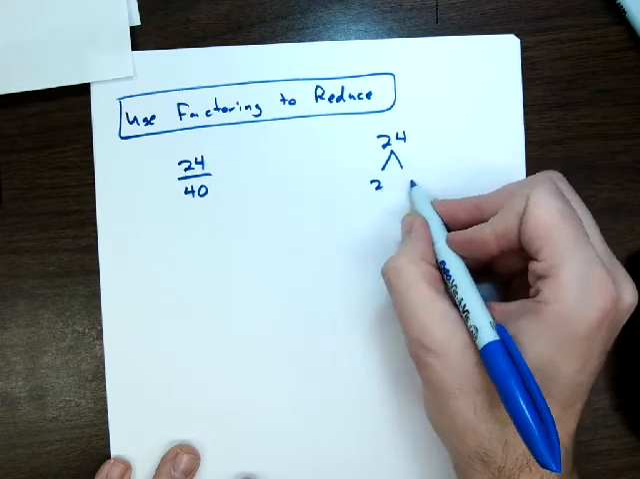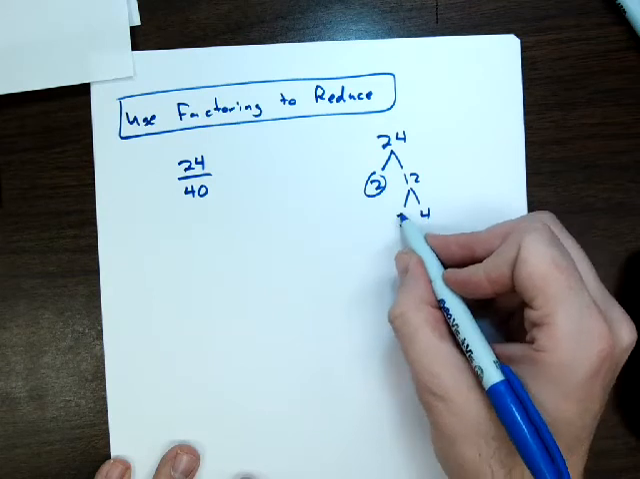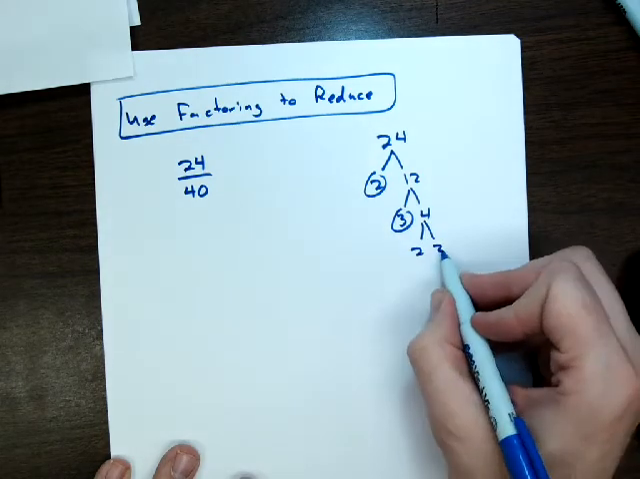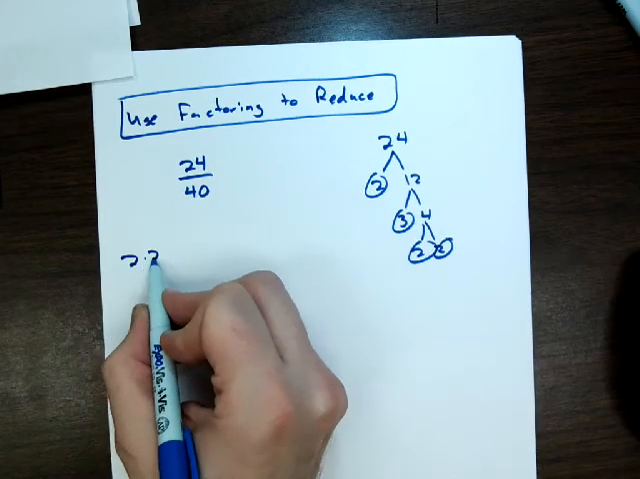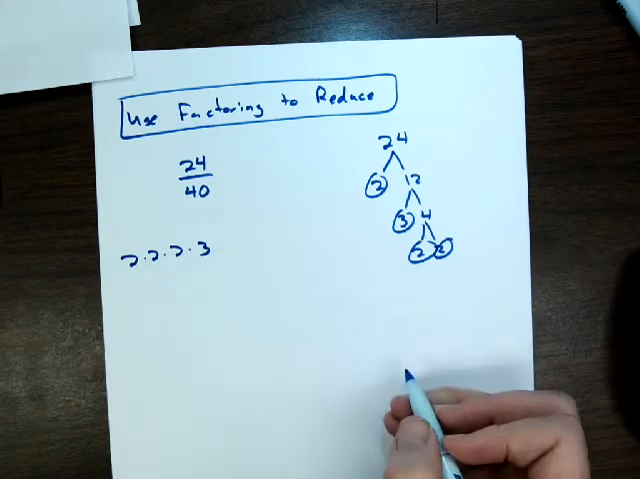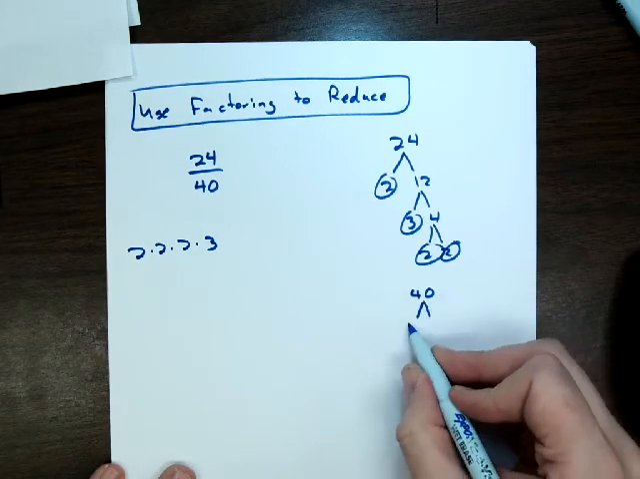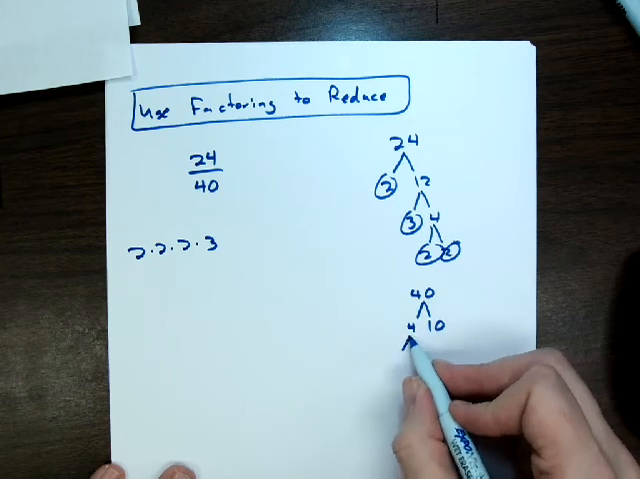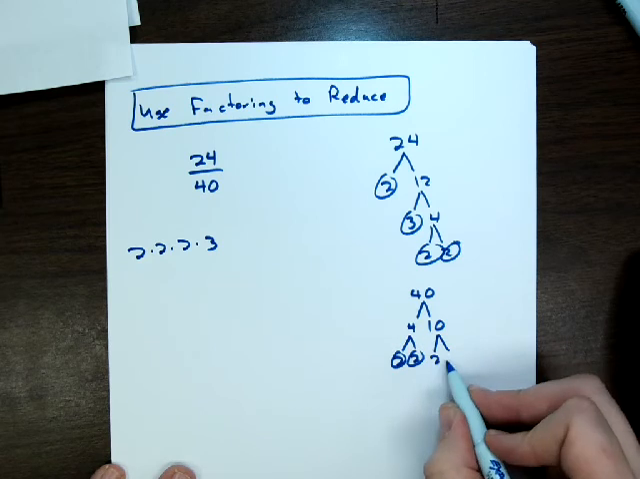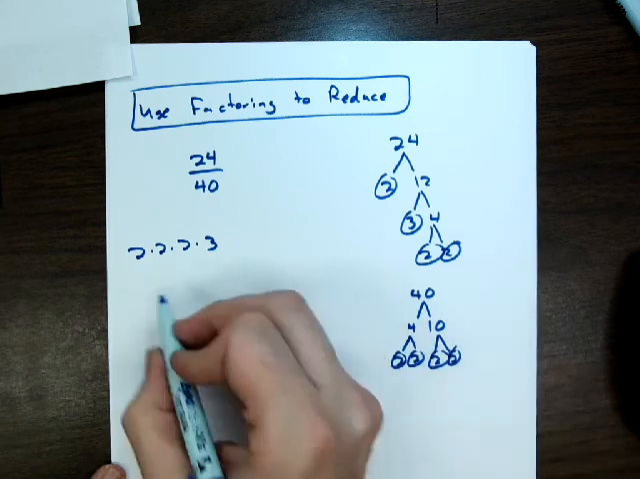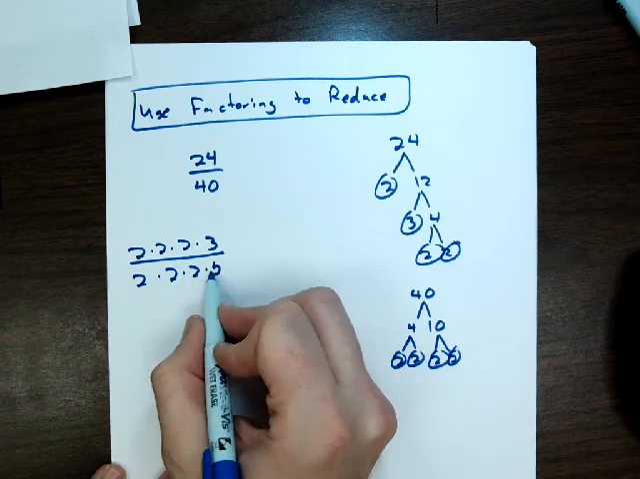Well, breaking down 24, that's going to be 2 times 12. Then 12 is 3 times 4. And then 4 is 2 times 2. Oh, so 24 is going to be 2 times 2 times 2 times 3. 40, I just see that as 4 times 10 right off the bat. And 4 is 2 times 2. And 10 is 2 times 5. So that's going to be 2 times 2 times 2 times 5.